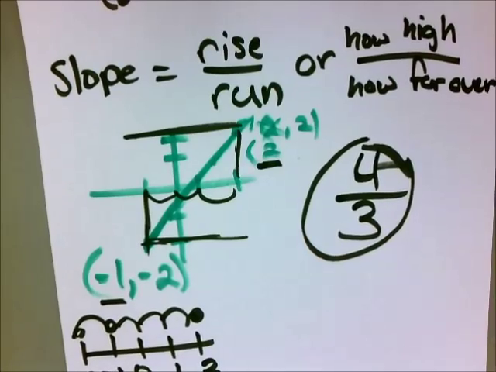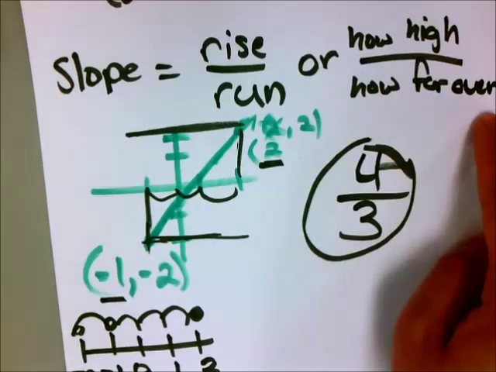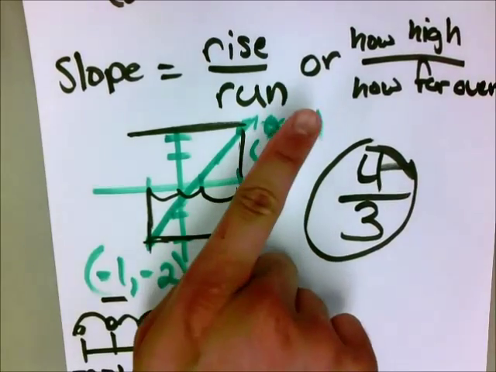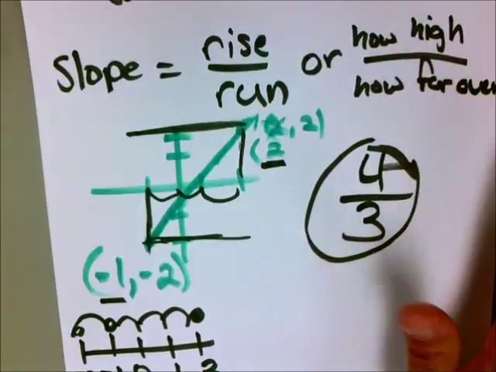Alright? So slope is just rise over run. It's how high over how far away. And you don't need to worry about positives and negatives till the very, very end. Is your line going up? It's positive. Is your line going down? It's negative. Alright? So that's slope in a nutshell.